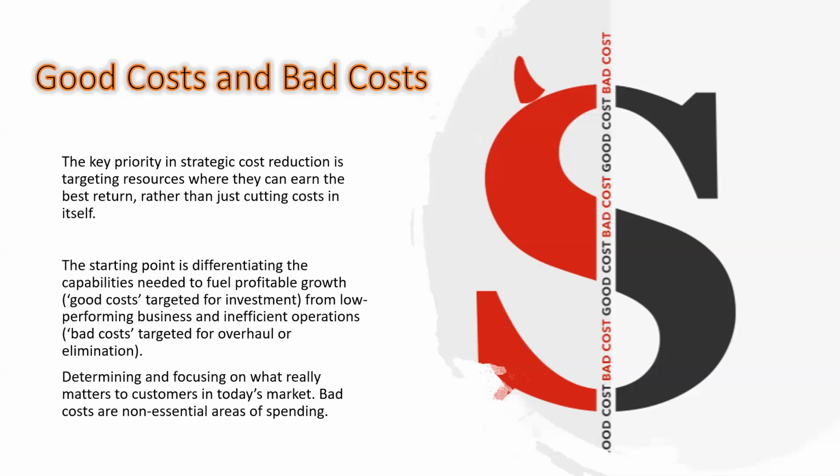This is where the differentiation comes in: the capabilities you need to fuel the growth of your organization, where you have to make the organization profitable. You need to think about which is the good cost, as compared to the underperforming businesses and inefficient operations, which are the targets for eliminating your bad cost. So this is the bad cost. This is not required right now.